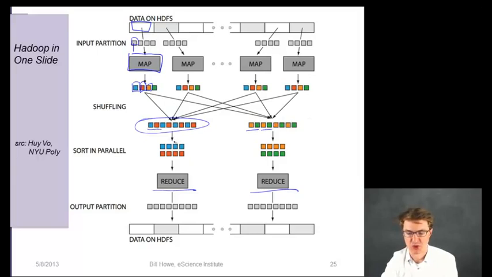And then this parallel sort manages that, right? So it puts all the red things together and puts all the blue things together. And then for each individual color, one reduce invocation is called. Okay, and the reduce function is called, and it produces the output partition, and then that output is then written back out to HDFS. Okay.